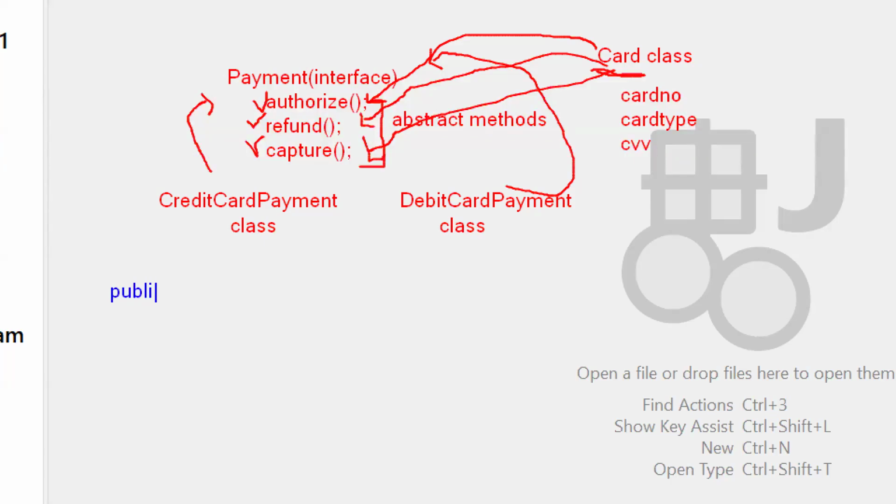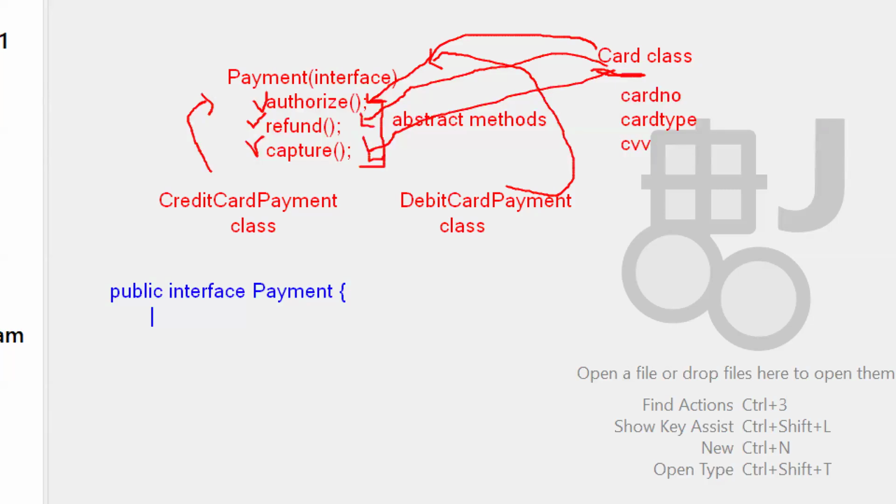Public. Could you tell me what's the name? Interface is the keyword. Payment. Clear? Could you tell me how to declare this authorize method with the card object as a parameter? I'm just asking, could you tell me how to write the authorize method in this interface? Declare the method authorize in the interface called payment.